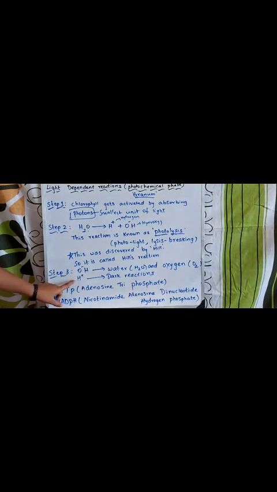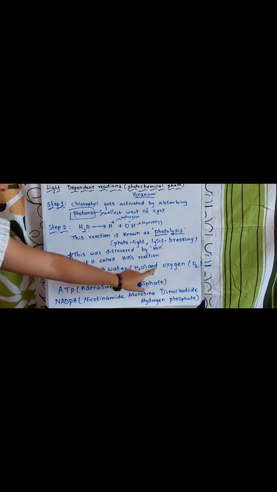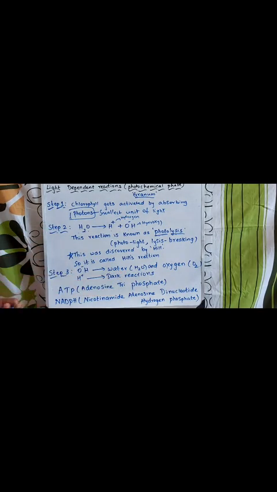Now coming to the H plus ions, these are involved in the dark reactions. The H plus and OH minus ions will be formed in the second step. The OH minus ions formed in the second step will convert into water and oxygen. Water is used up by the plant. Oxygen will be released into the atmosphere.